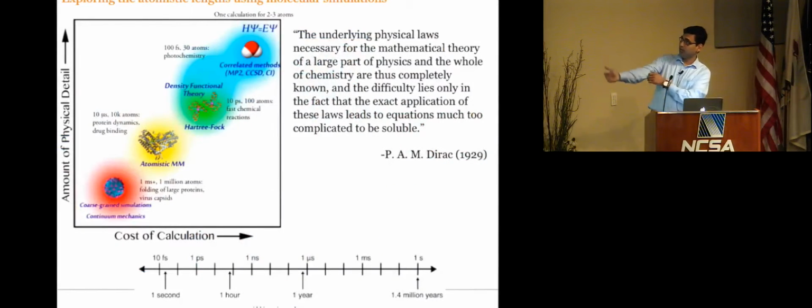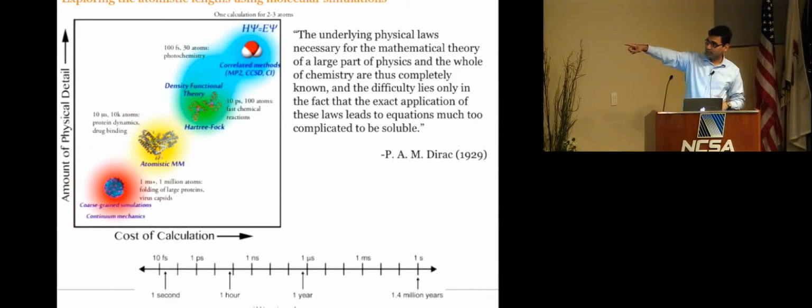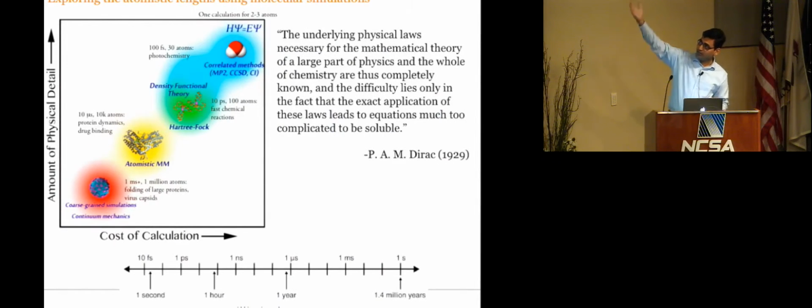So again, this is the problem. Obviously, this is a famous statement from Paul Dirac that everything that we need to know about chemistry and physics is known. We just need to solve the equations, and that's true even now, roughly 100 years from when he said it. So we are at this atomistic level, and what I'm showing you is the amount of physical detail.